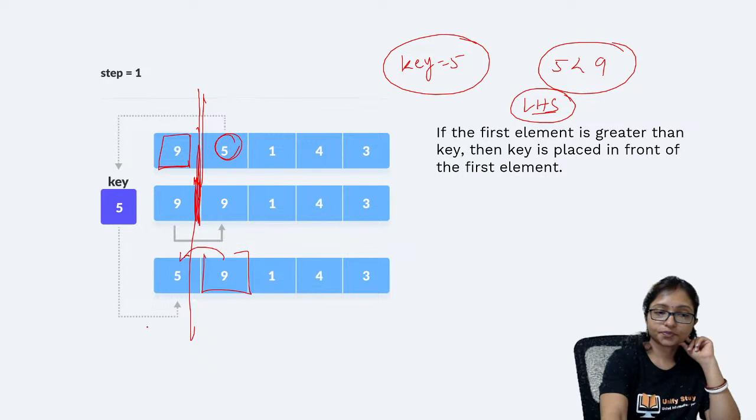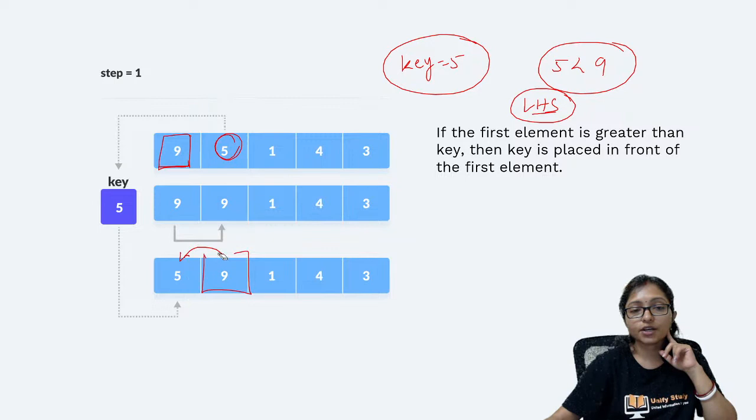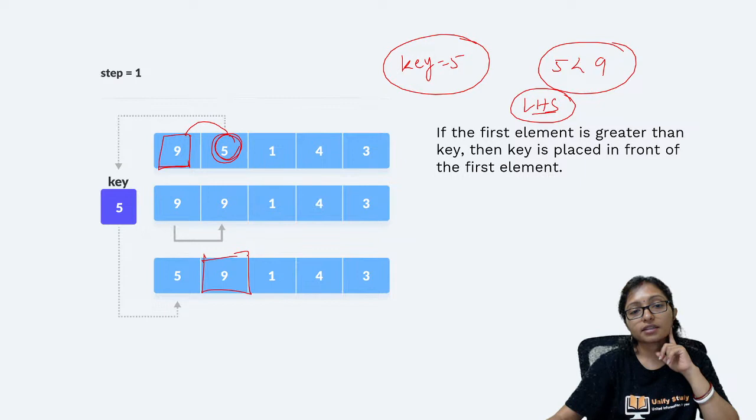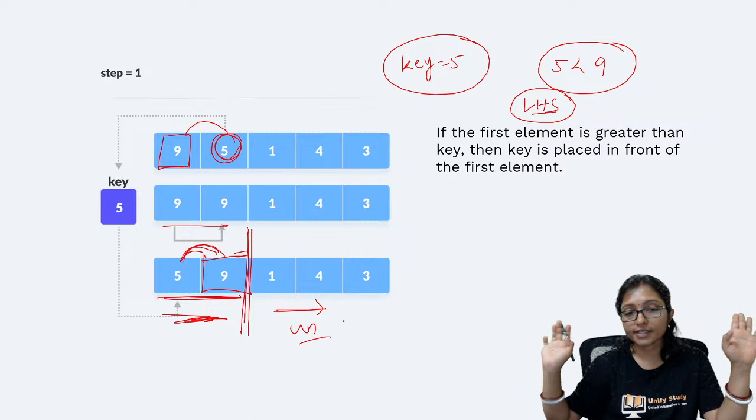But we did. I place it on the left-hand side of the 9. I did not traverse the total array. Total array traversing is not here. We are just comparing these two, and then and there we are swapping. The swapping is done and we are placing it. Now see, this is your sorted part, and this is your unsorted part. Okay, got it. Now this is your sorted array, this is your unsorted array.